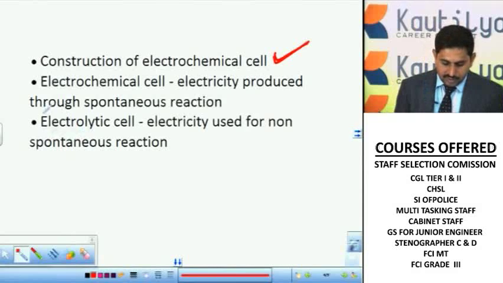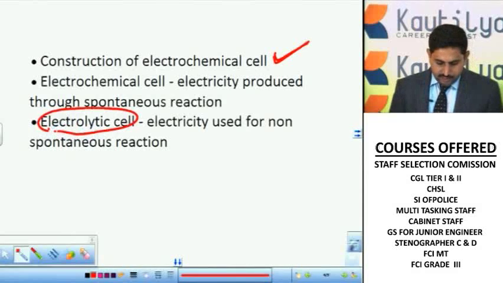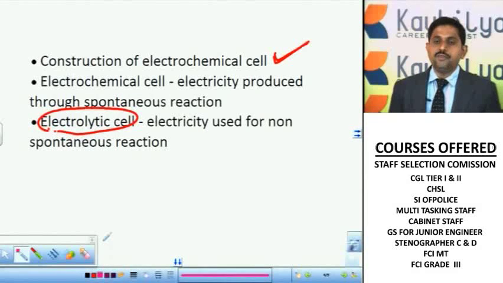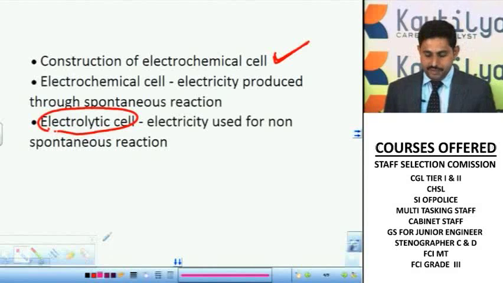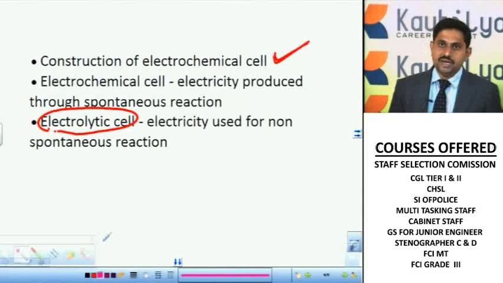There is a difference here. Another cell is called an electrolytic cell. An electrolytic cell means we are utilizing electricity for the process of chemical reaction. That's why in the beginning I told you it is an electrochemical process. It is a conversion of electrical energy into chemical energy, and chemical energy into electrical energy. There is a vice versa between electrical and chemical energy.